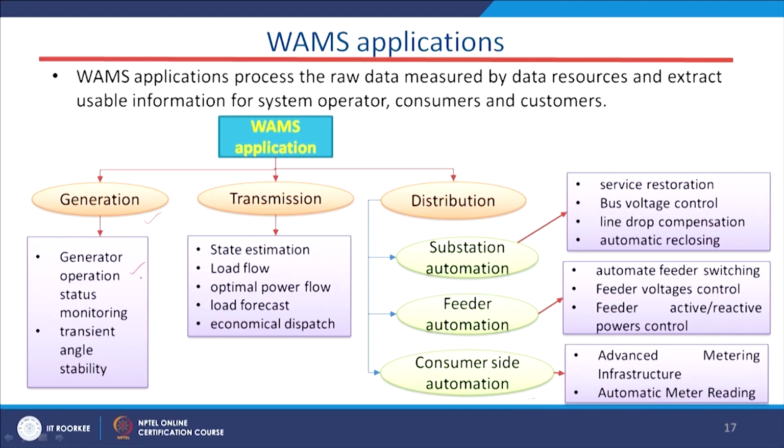Let us say in a particular generating station we have a large number of generating power plants, and we have to monitor the corresponding voltage, frequency, current output and power output. There are many parameters which require a monitoring system for their status. For that purpose, of course, we can use WAMS applications, the wide area monitoring system.